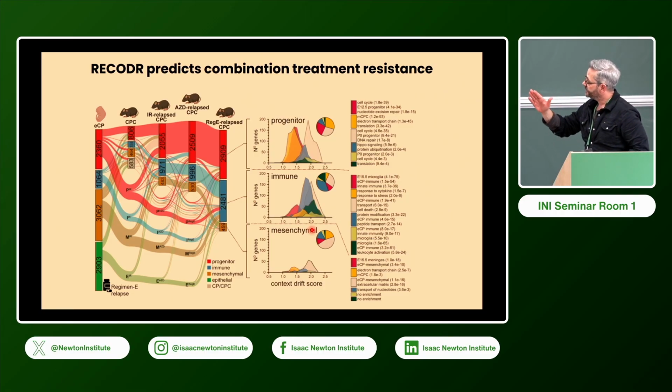So again, we can build this sort of history going from the cell of origin in the embryo of the mouse, through formation of tumours, through mono-relapse, all the way to combination relapse. And once again, you can see these re-remembered pathways. They were very heavily deployed in utero and have now been reactivated in the relapsed tumour.